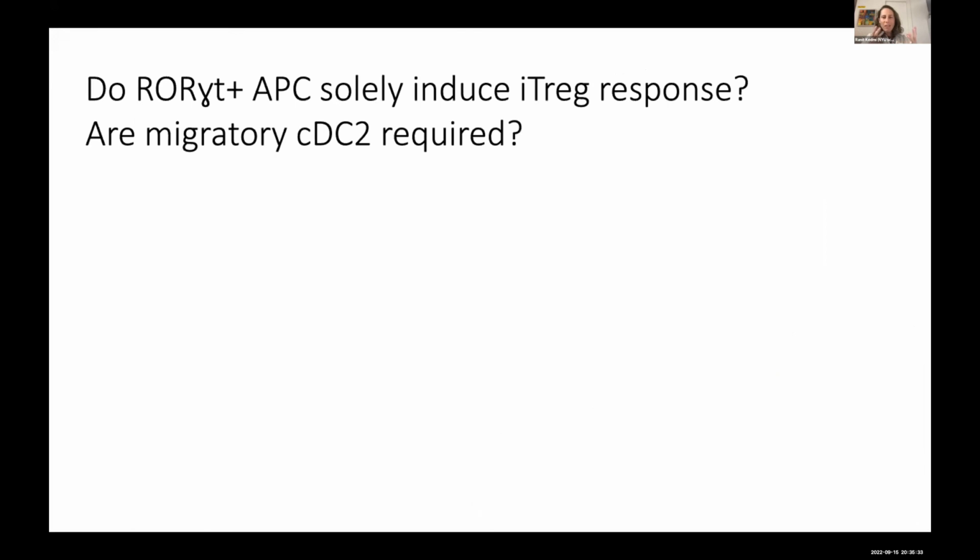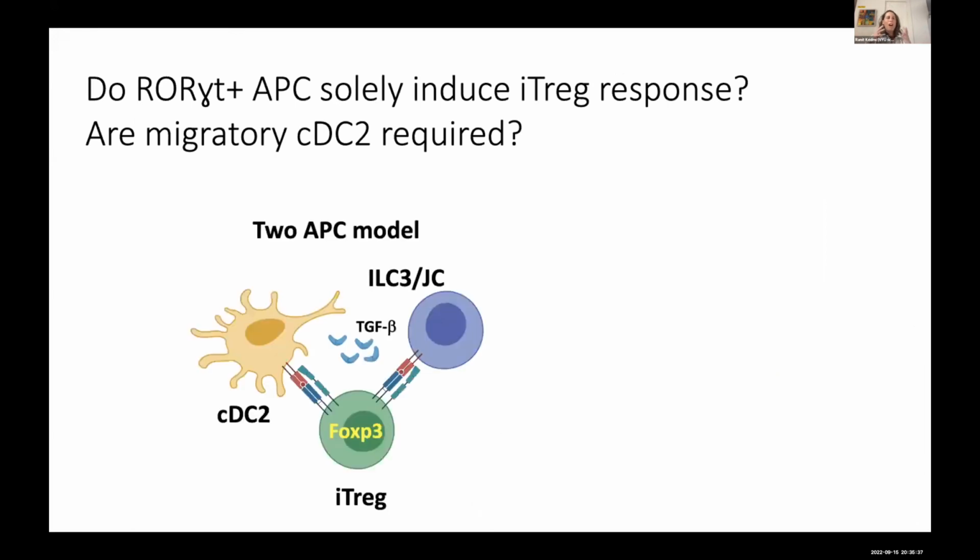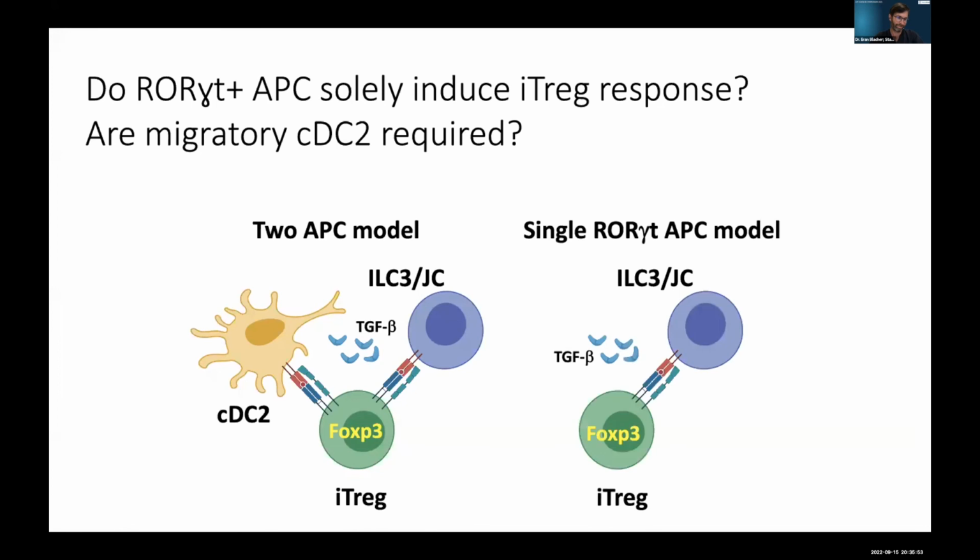So we really didn't understand what's going on here. And we thought, are RORγt antigen presenting cells solely doing the job, or can it be that they work together with the migratory cDC2s? And we came up with this model, and we wanted to know which one is correct. Are they needed solely, or are they working with migratory DCs?